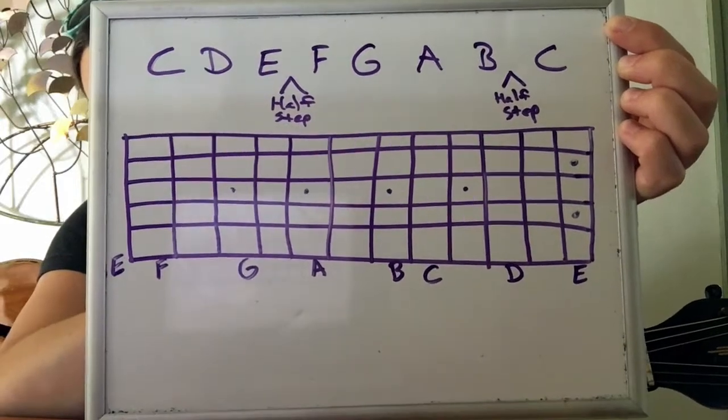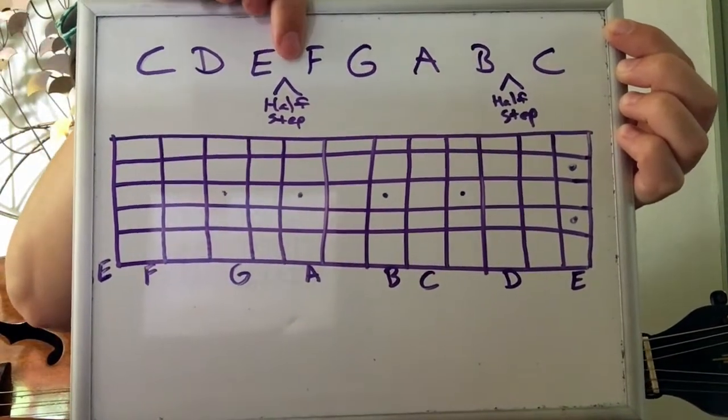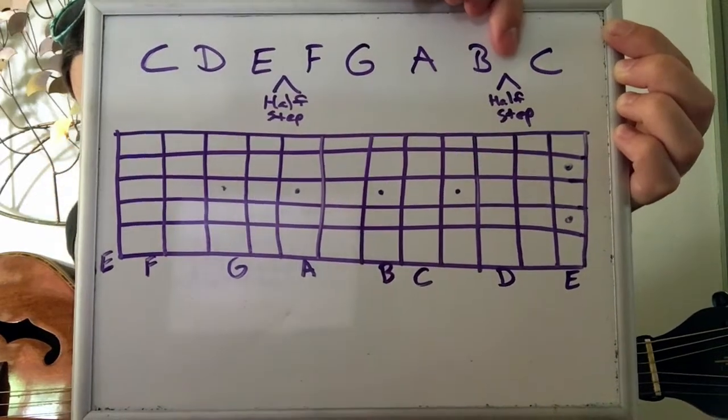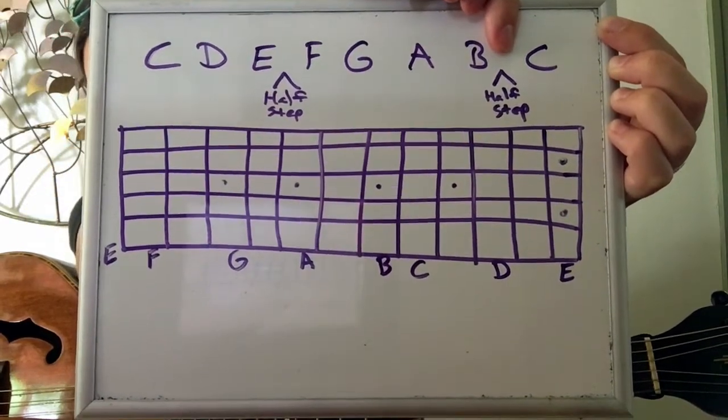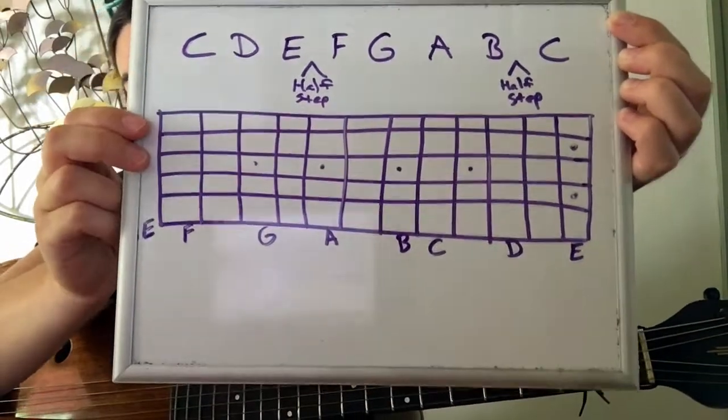So what I want you to try to memorize in your head right now is that there is a half step between E and F and a half step between B and C. So think E to F, half step, B to C, half step, okay? The rest are whole steps.